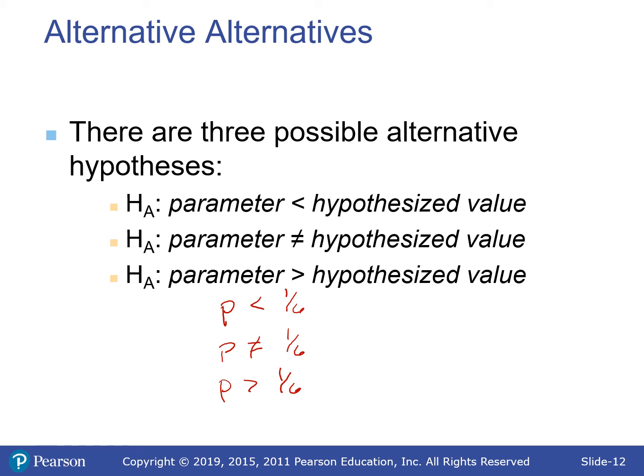It's p, not p-hat. Later on, when we get significance tests for means, it'll be mu, because it's the parameter, so it's about the population. We don't need to hypothesize about the sample.